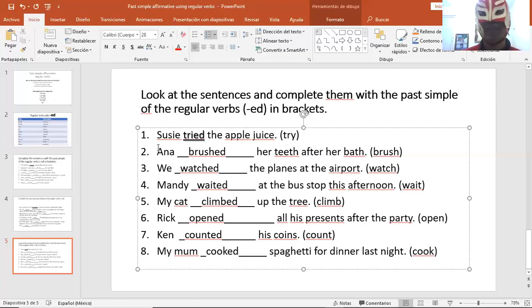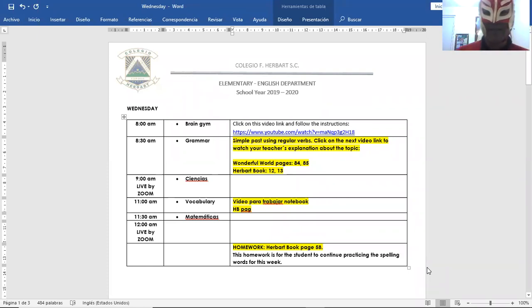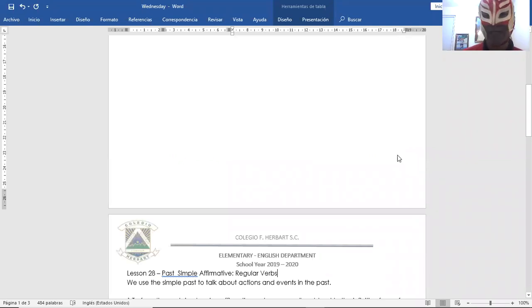And well, my dear students, these are the exercises from your wonderful roll book. And you need one more exercise. Just one more exercise to continue practicing the past simple affirmative with regular verbs. You have to open your book to page 12 and 13. Open up your book to page 12 and 13. Okay, do you have it? Well, right here I have it.